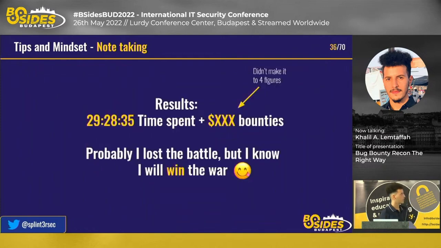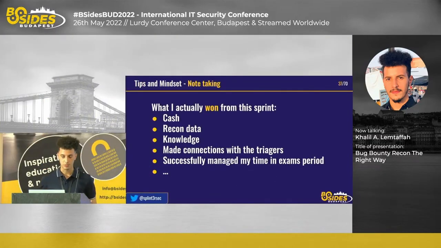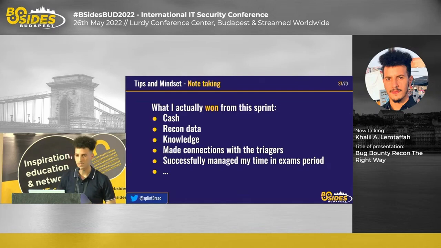I spent 29 hours on that target and I scored only 3 digits. I didn't make it to 4 digits, which is $1,000. Probably I lost the battle, but I know that I will win the war for sure. Actually, I didn't lose. What I actually won from this sprint is cash, recon data, knowledge, I made connections with the triagers, and I successfully managed my time in exams period. Just keep in mind that I did this while preparing for exams.